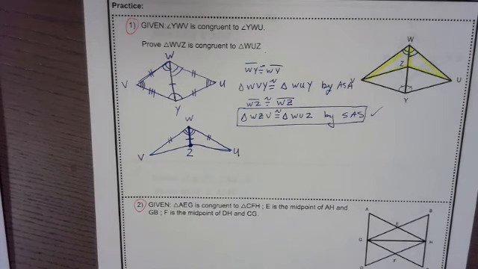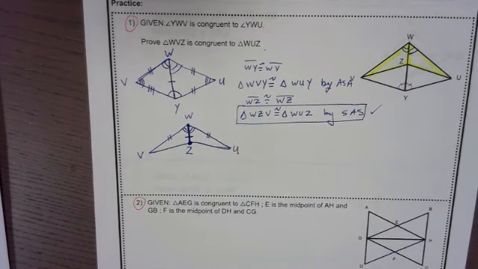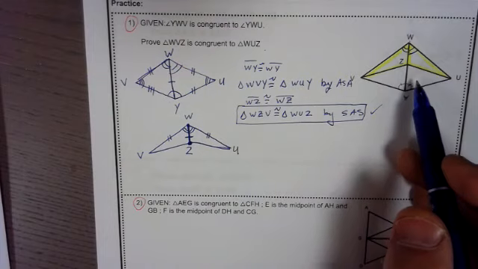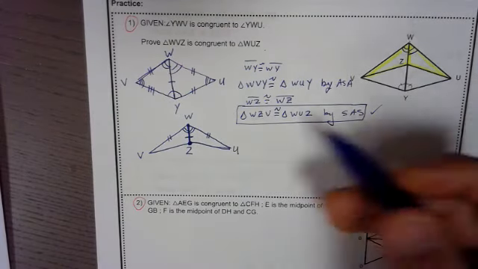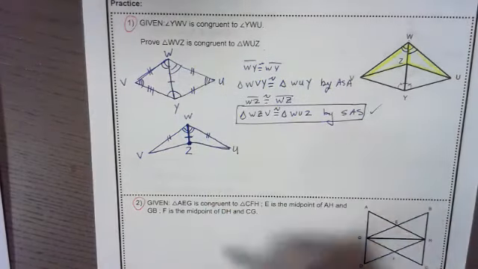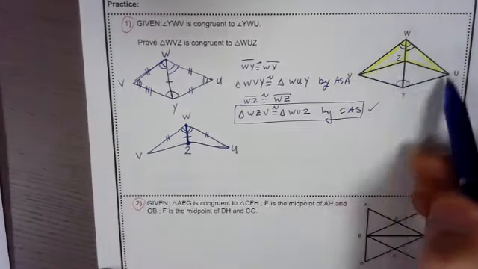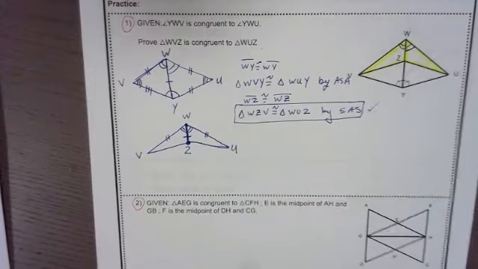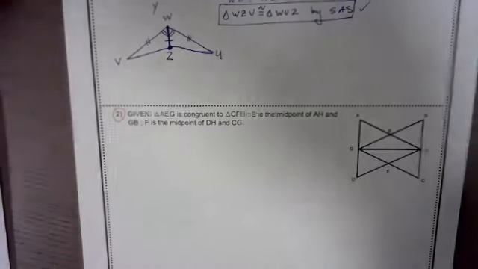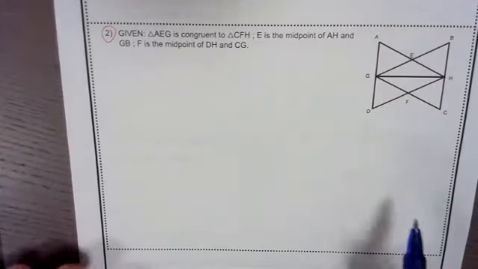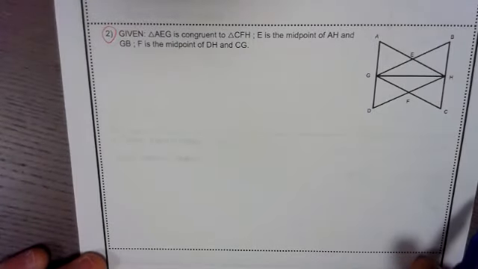Fantastic. All right. So in this one, the strategies that we used were thinking aloud and drawing our diagrams separately. So we got rid of some of the clutter that was in this drawing for each of the two steps that we needed. All right, now number two, given triangle AEG is congruent to CFH.